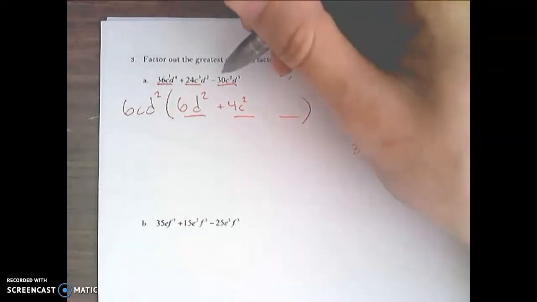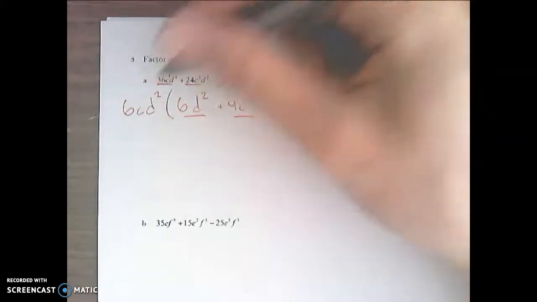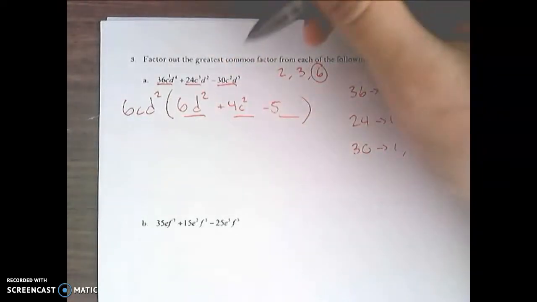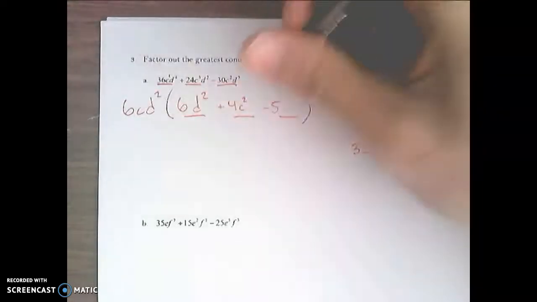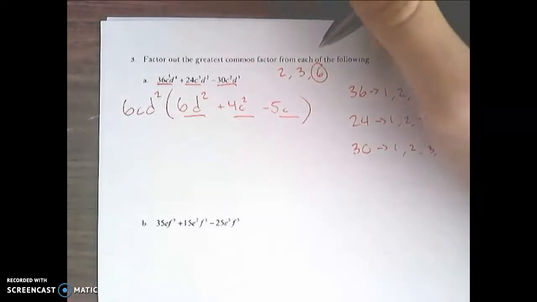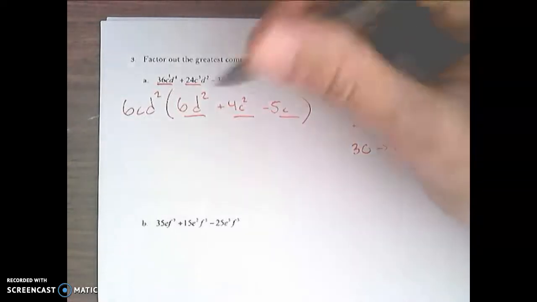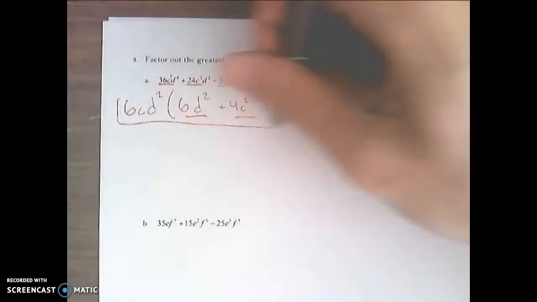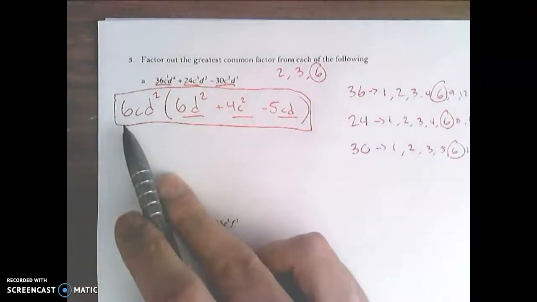And then last, we have negative 30. What times 6 gives us negative 30? That is negative 5. We have 2 c's. We pulled out 1, so we have 1 left over. We have 3 d's. We pulled out 2, so we have 1 left over. And this is our final answer. And again, our GCF, our greatest common factor, is 6cd squared.